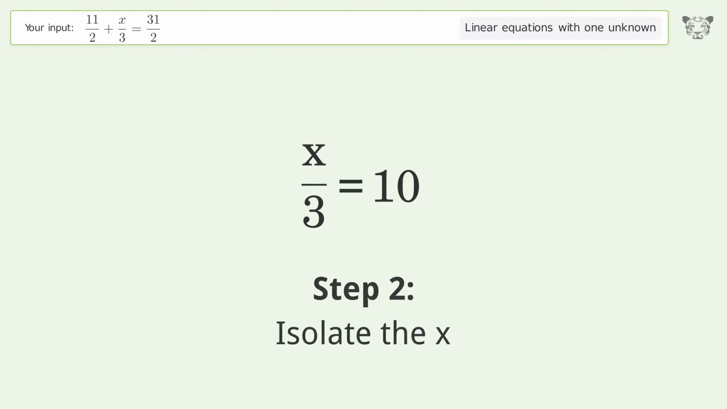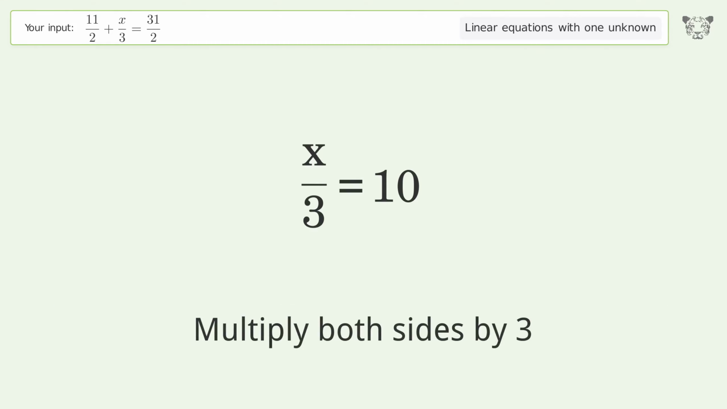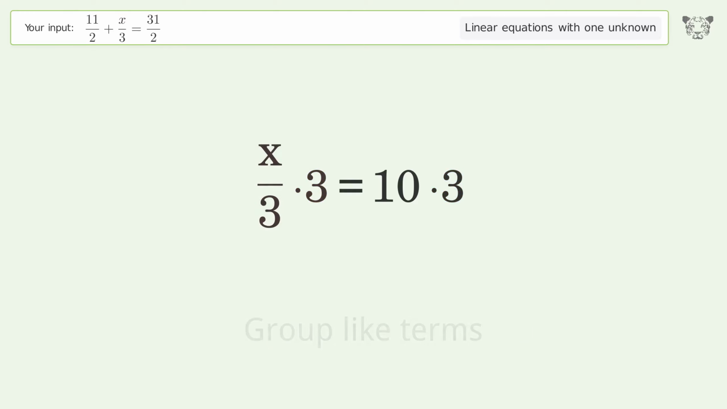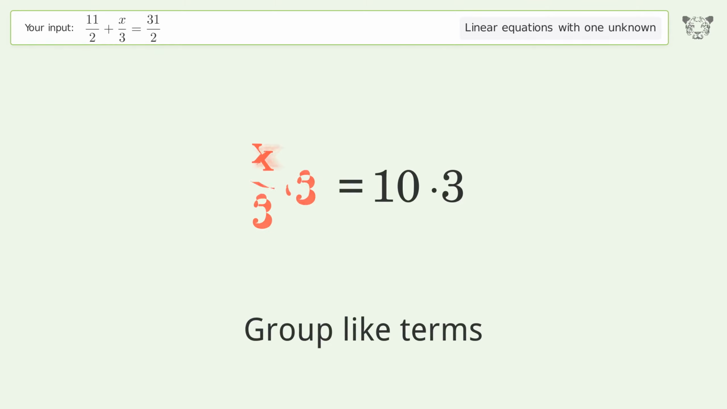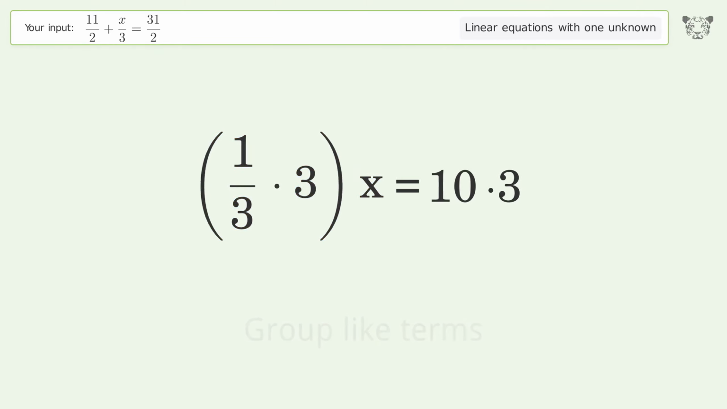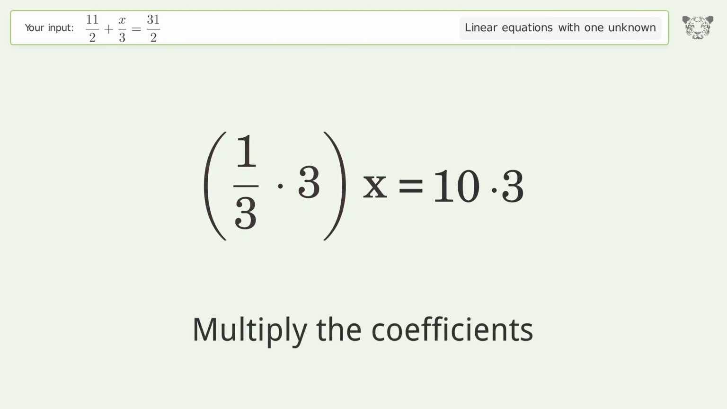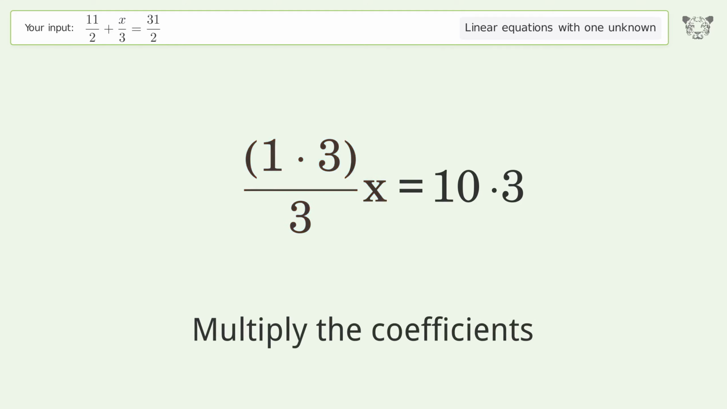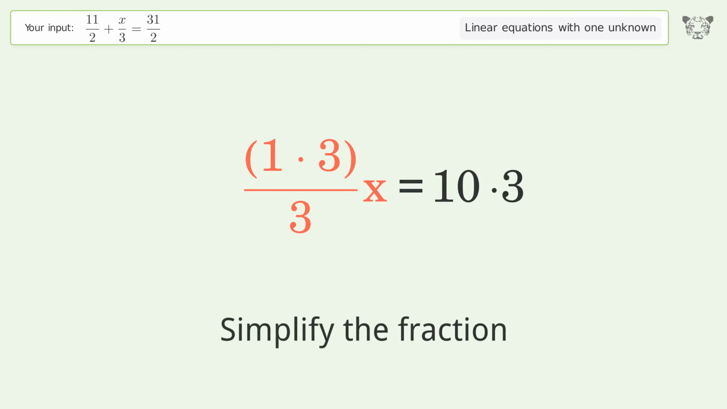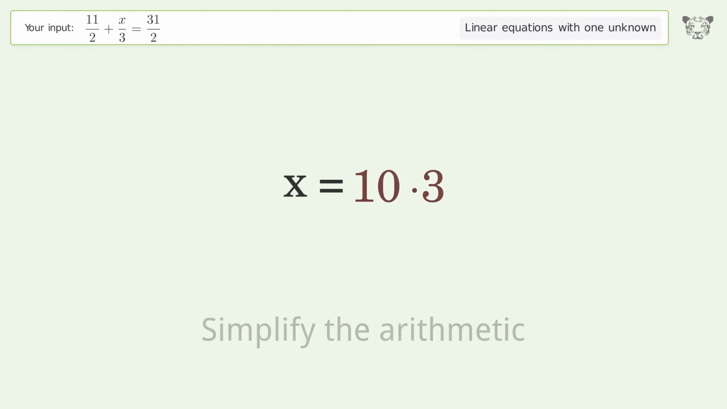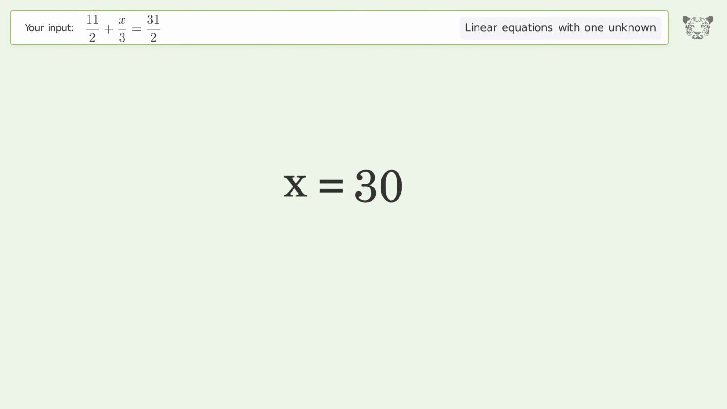Isolate the x. Multiply both sides by 3. Group like terms. Multiply the coefficients. Simplify the fraction. Simplify the arithmetic. And so the final result is x equals 30.